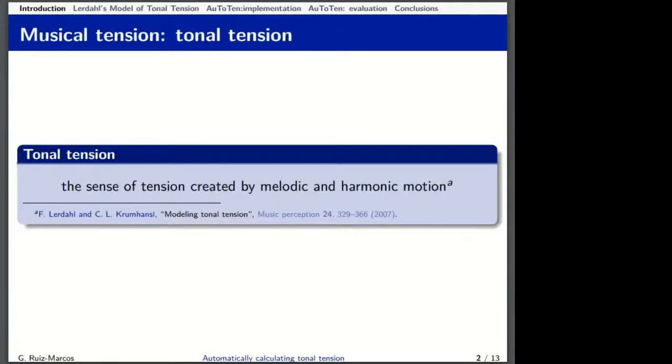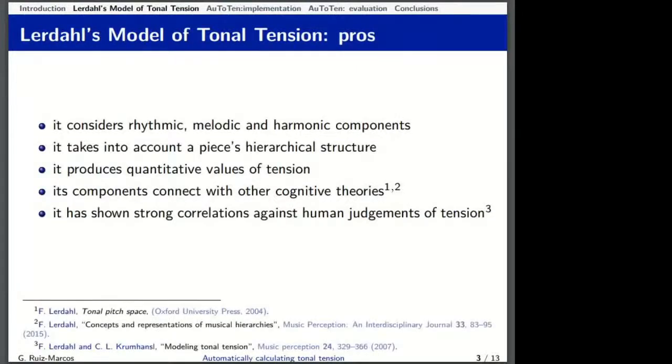From the existing models of tonal tension, we believe Lerdahl's is the most complete, and that is because of 5 reasons. First, it considers rhythmic, melodic, and harmonic components, as opposed to other existing models which just focus on 1 or 2 of these components at a time. Second, it takes into account a piece's hierarchical structure, as opposed to other existing models which only calculate tension following the chords in a piece of music in a sequential way.